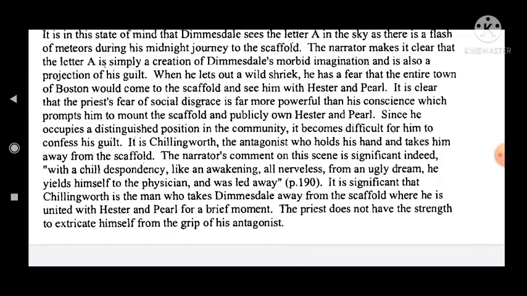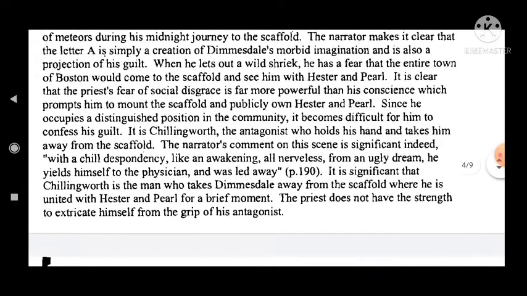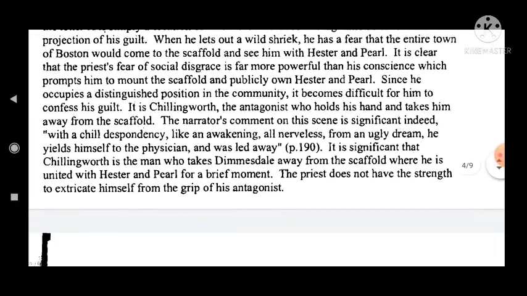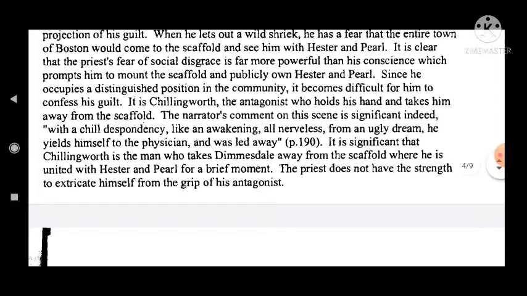When he lets out a wild shriek, he has a fear that the entire town of Boston would come to the scaffold and see him with Hester and Pearl. It is clear that the priest's fear of social disgrace is far more powerful than his conscience, which prompts him to mount the scaffold and publicly own Hester and Pearl.